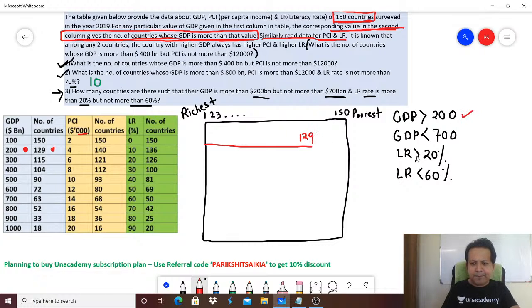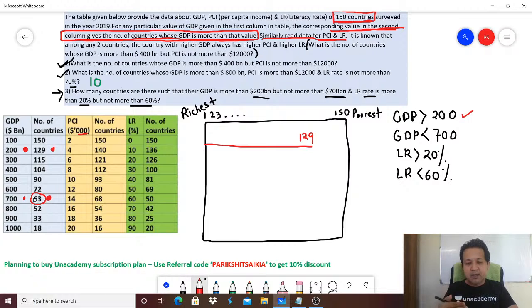Next, GDP is less than 700. How many countries? Remember, the table is giving me a count of countries where the GDP is more than 700. So more than 700 is 63. But the question is asking less than 700. So just the reverse, just the remaining countries, excluding the 63 countries.